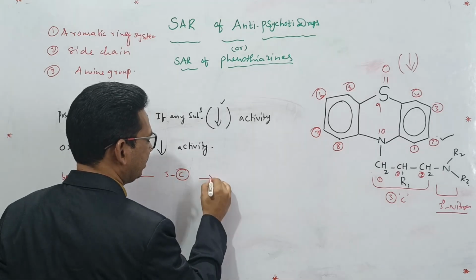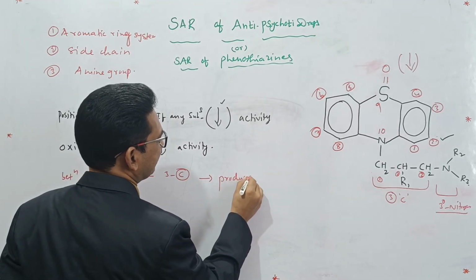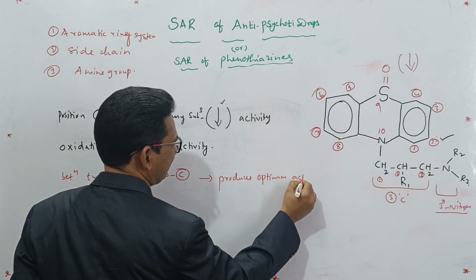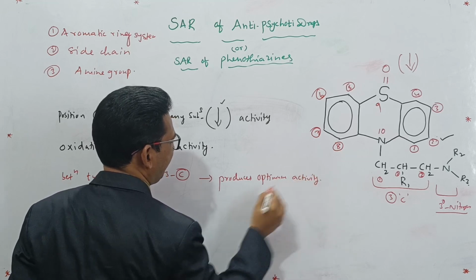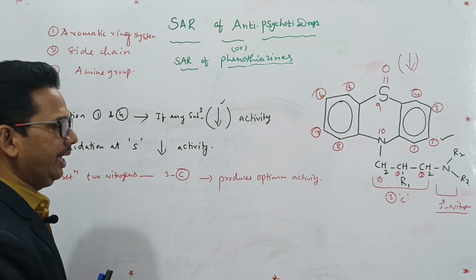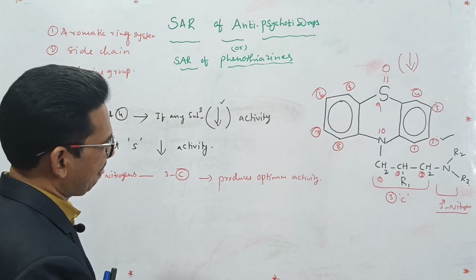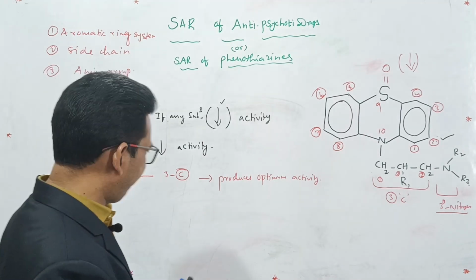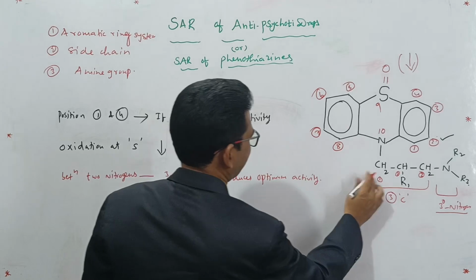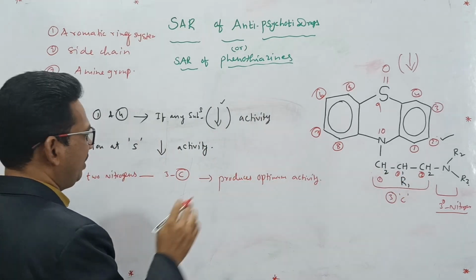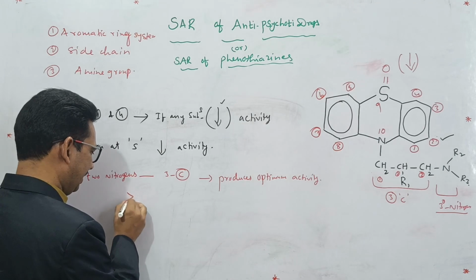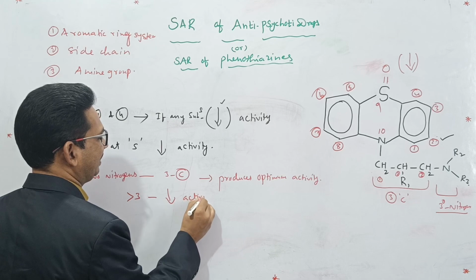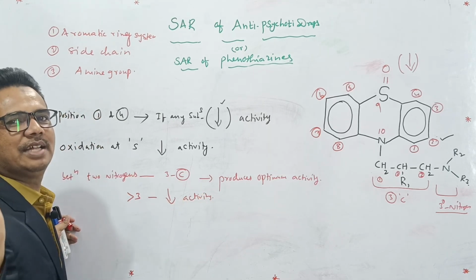3 carbons produce optimum activity. Remember this, optimum activity means the required amount of action is going to be produced. I hope you understood this one. Optimum activity is going to be produced. If the number of carbons is less than 3, it decreases the activity. Remember that. Or completely abolishes the activity.